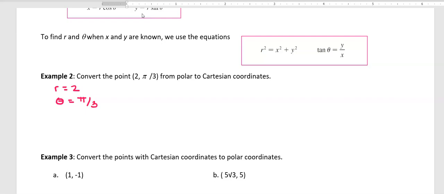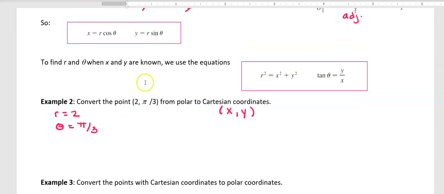So what we need to do to change this to Cartesian, which again is x and y, is to use the two equations above. x equals r cosine theta and y equals r sine theta. If we create these equations, this will give us the x and y values. So I'll start with x. So x is equal to r cosine theta. So x in this case would be equal to 2 times the cosine of pi over 3.